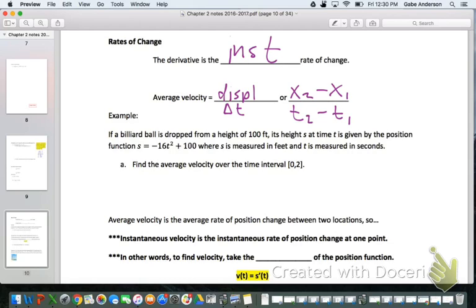Change in time. That makes sense? Change in position over change in time is your average velocity. That word displacement is actually used in the new framework, and we'll talk about it quite a bit as we move on, so just so you guys know.